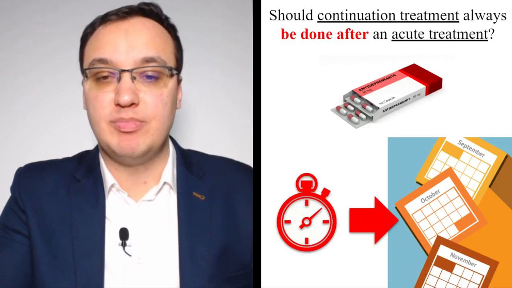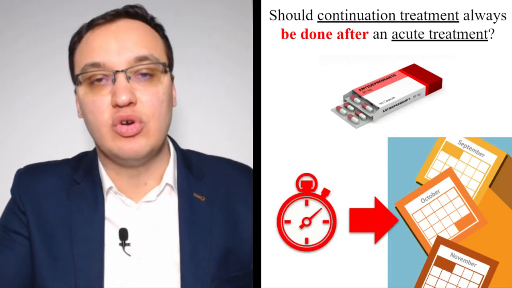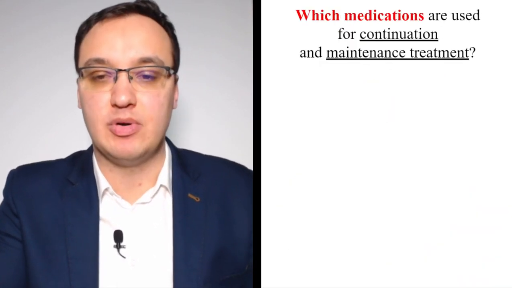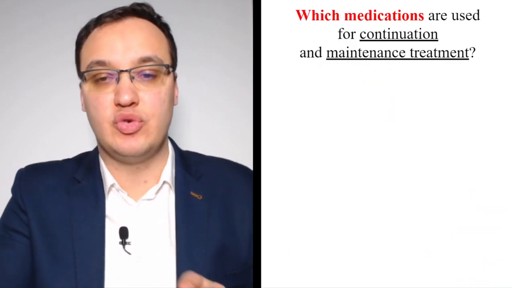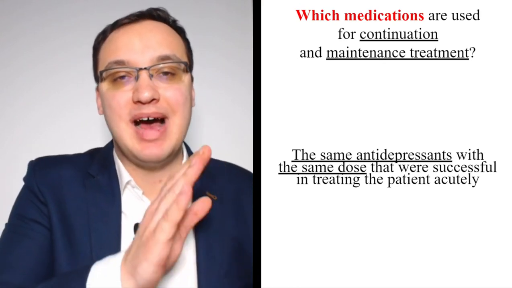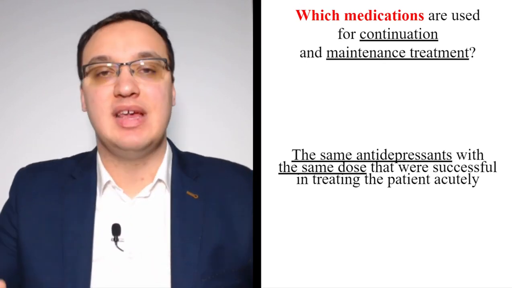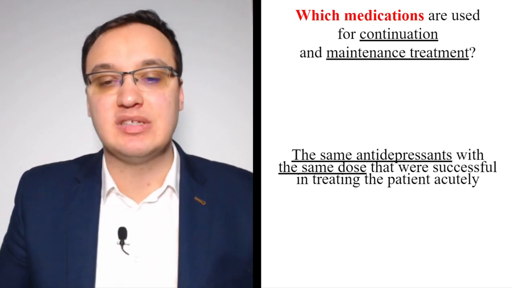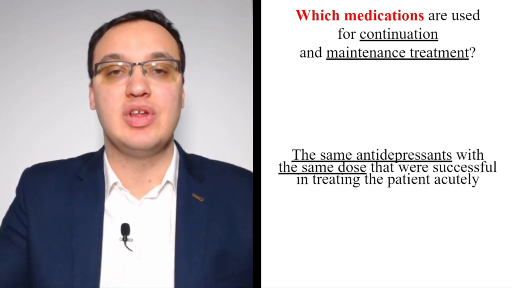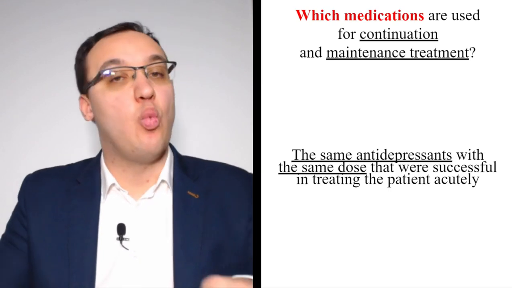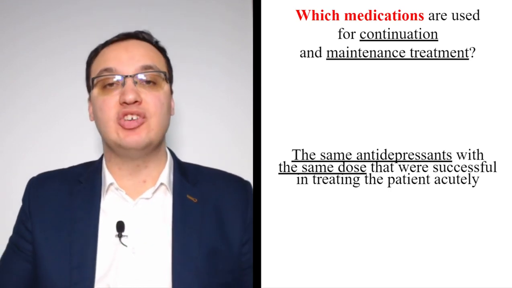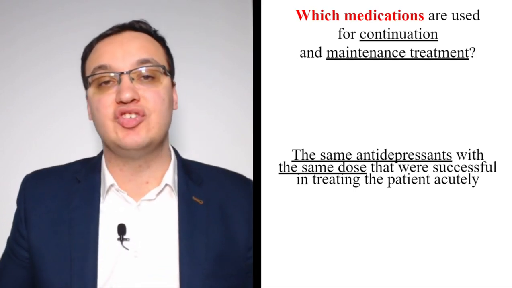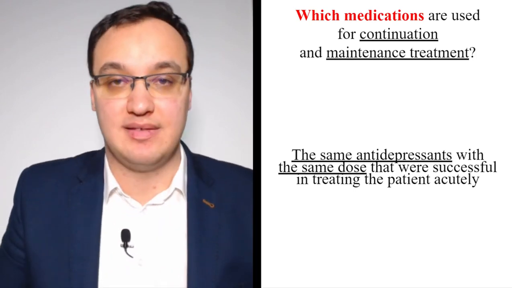So should continuation be treatment? No, not in all cases, but usually it's good for most of the people. So which medications are used for continuation and maintenance treatment? The same antidepressants that we had in the initial treatment part. The same dose, the same antidepressants that was successful in treating the patient at the first spot. We don't want to complicate this. So if the patient was very well treated with one type of medication, then we will continue with that.